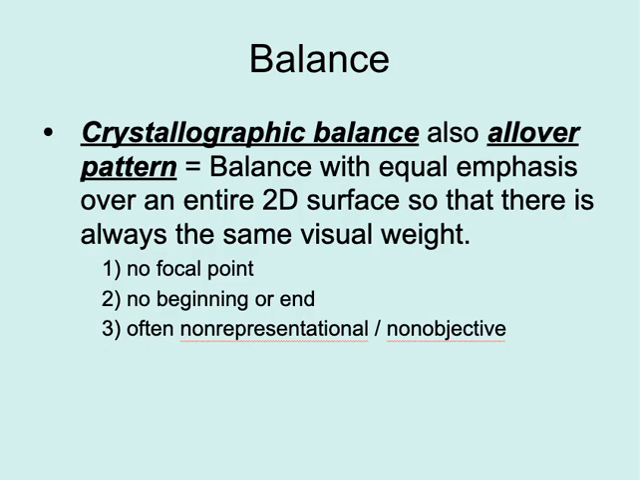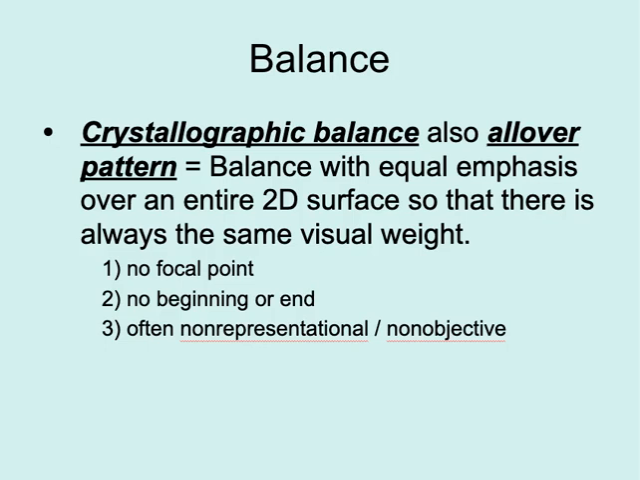Now, crystallographic balance, that's a mouthful, I know, also known as all-over balance, is a unique type of balance. This is one that does not use any type of axis at all. This is where you have something that is repeated over an entire two-dimensional surface. This is also known as a pattern, but as you're going to see, it has to repeat pretty much exactly for it to create the type of balance that we're talking about here. Now, there are no focal points to this. There's no beginning or end, and it's often non-representational or non-objective.